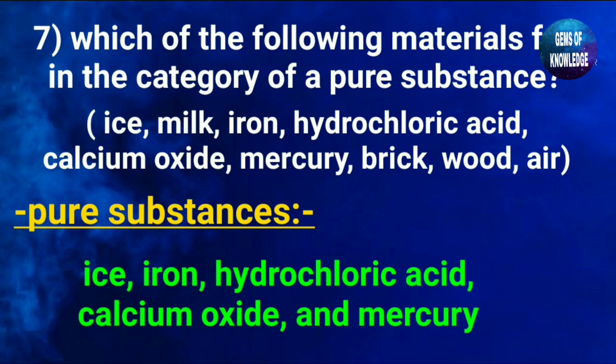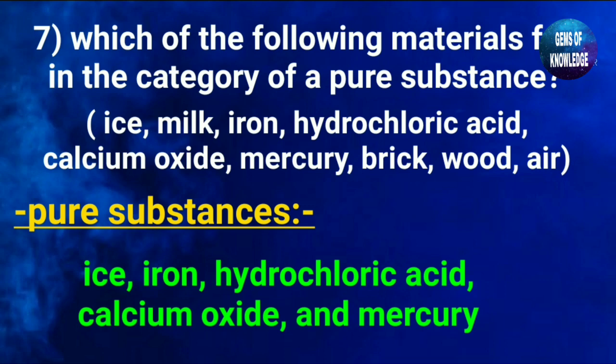Here the options given are: ice, milk, iron, hydrochloric acid, calcium oxide, mercury, brick, wood and air. We have to identify among these which is a pure substance. A pure substance consists of only one type of material, and it may be either an element or a compound.